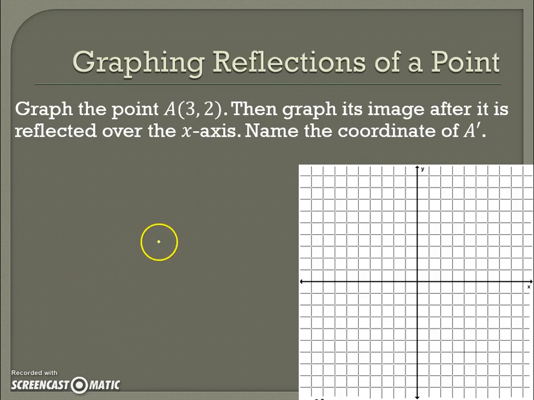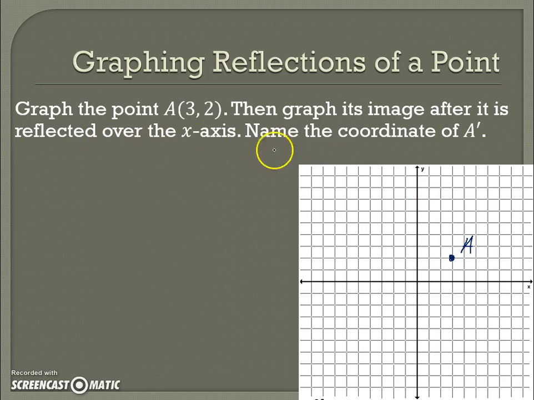All right, so graphing reflections of a point. It says graph the point A, 3, 2, then graph its image after it is reflected over the x-axis. Name the coordinate of A prime. So I'm going to go ahead and change here to a better color. First thing is to graph point A, which is 3, 2.